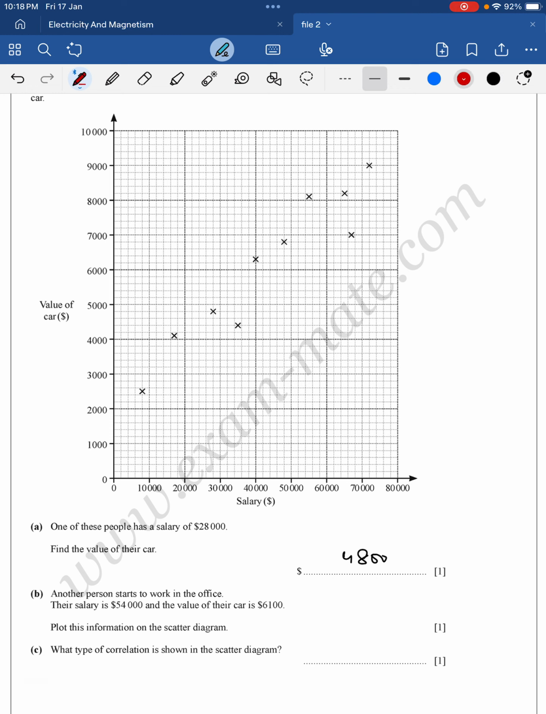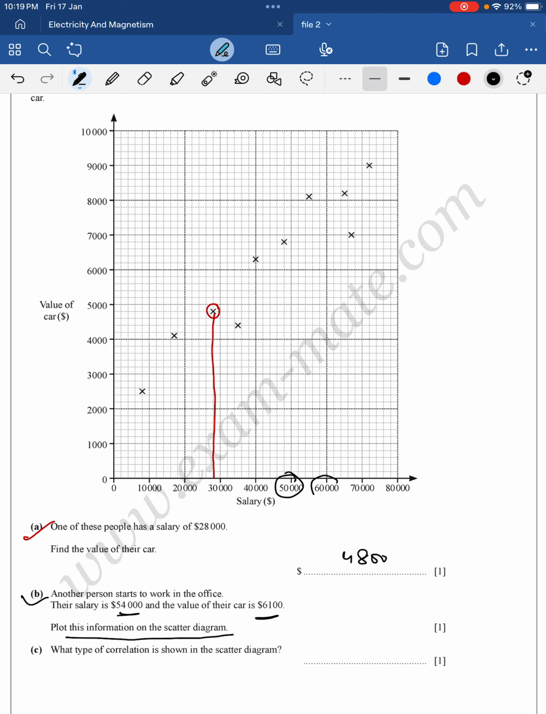This line has been made over here. 28 means over here. And this is basically the data. Clear? Okay. Another person starts to work in the office. Their salary is 54,000. The value of their car is 6,100. Plot this information on the scatter diagram.